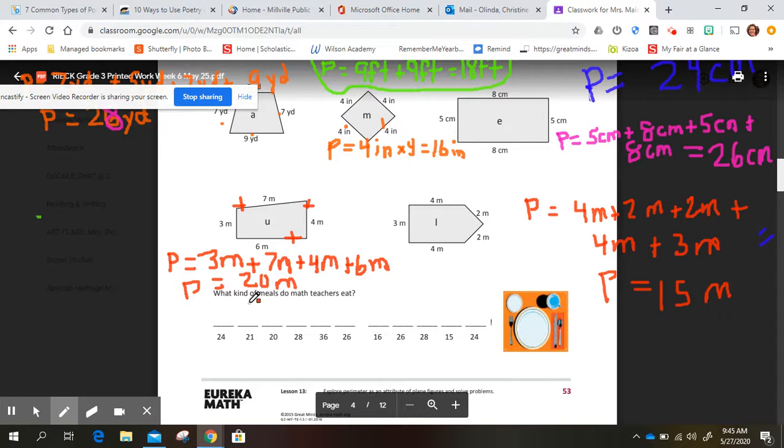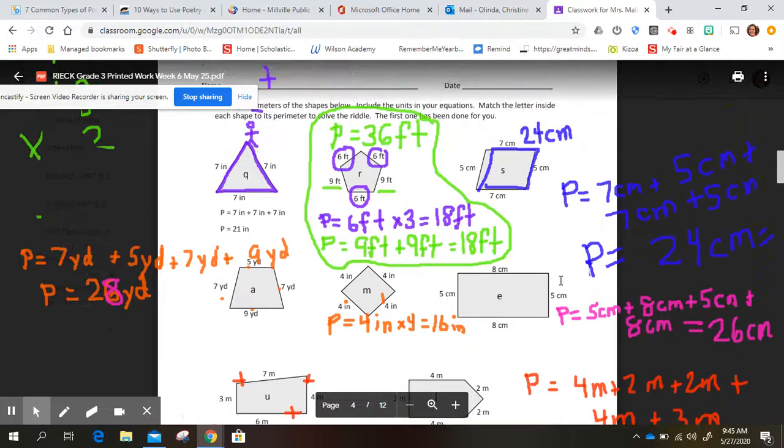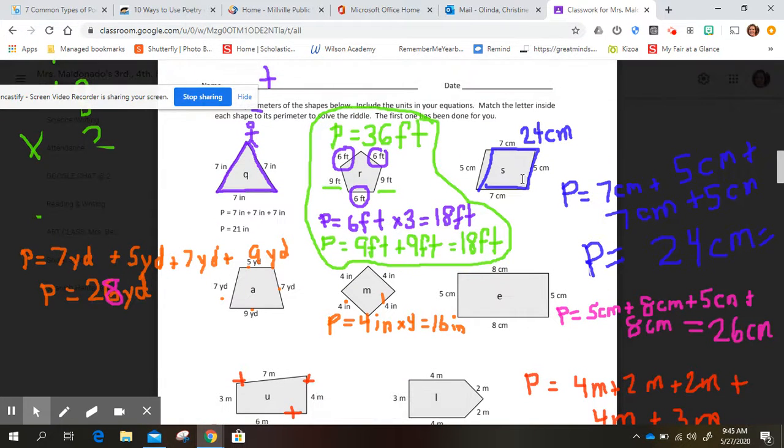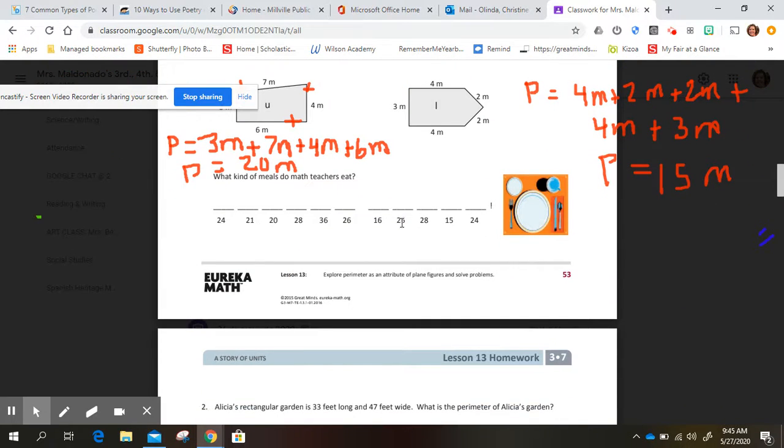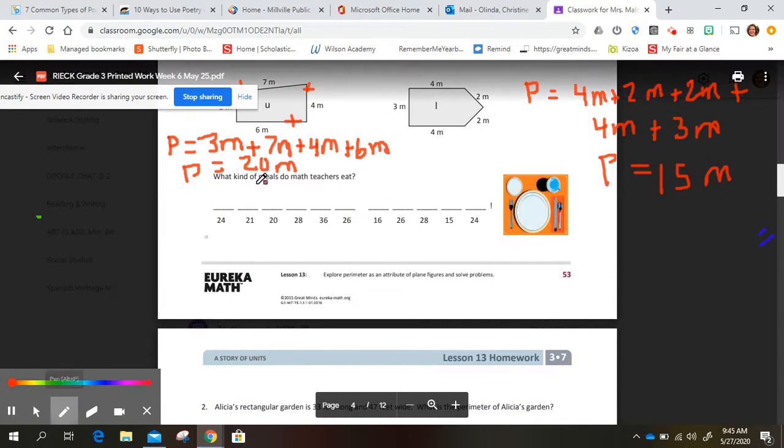All right, so now it says, what kind of meals do math teachers eat? What they're asking me is, where did I find the answer 24? So if I scroll up, the answer 24 was right here, and that letter inside was S. So every time I see a 24 here, I have to write the letter S. And there's another 24 right here. And that'll be the answer to the riddle, what kind of meals do math teachers eat?